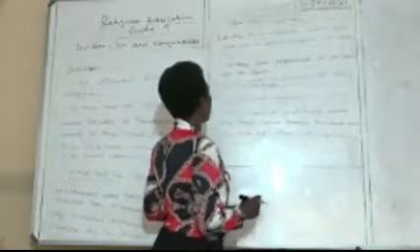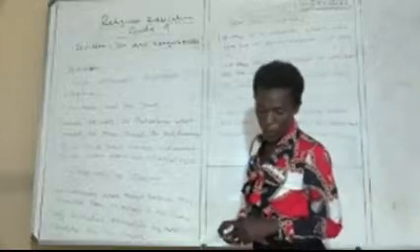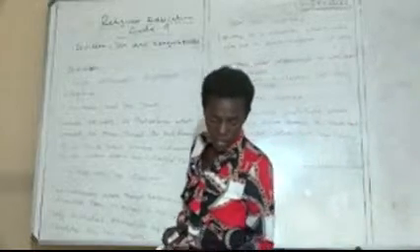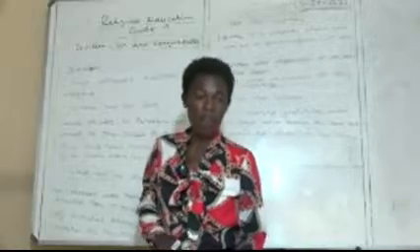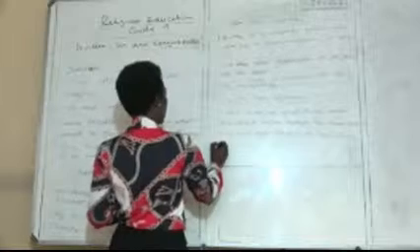Okay, so the sinners, such as the prostitutes, were looked down upon because the Jews said they did not follow God's laws strictly. Sinners were considered unclean and so they were avoided.